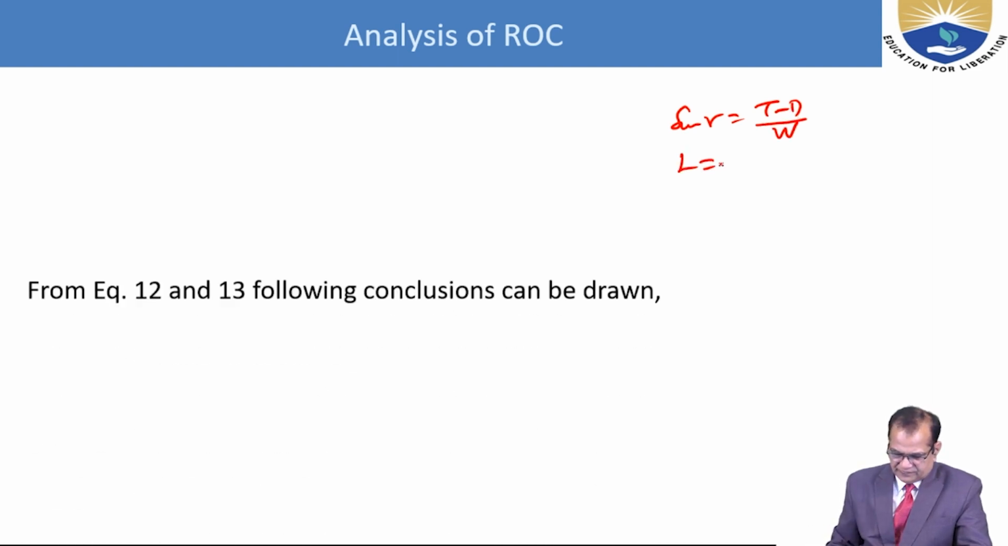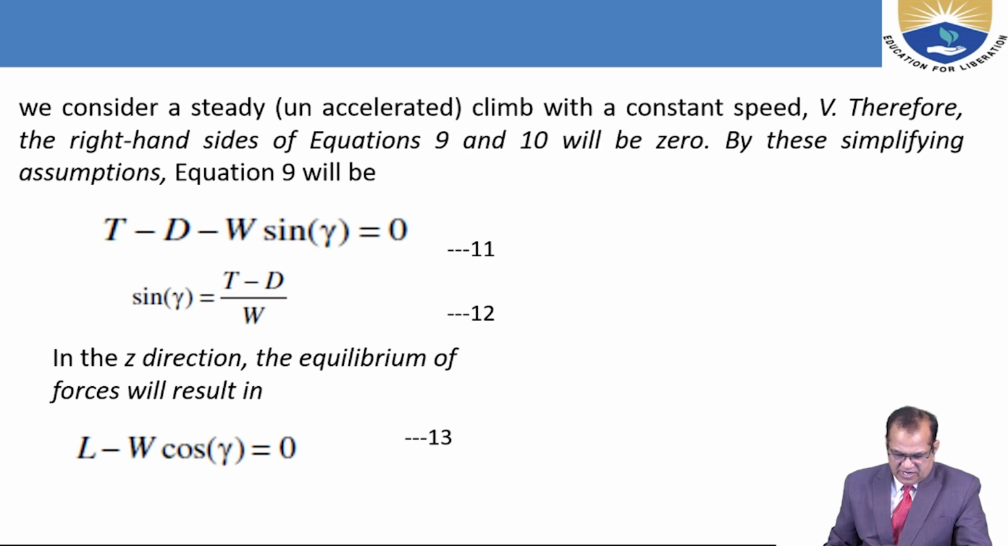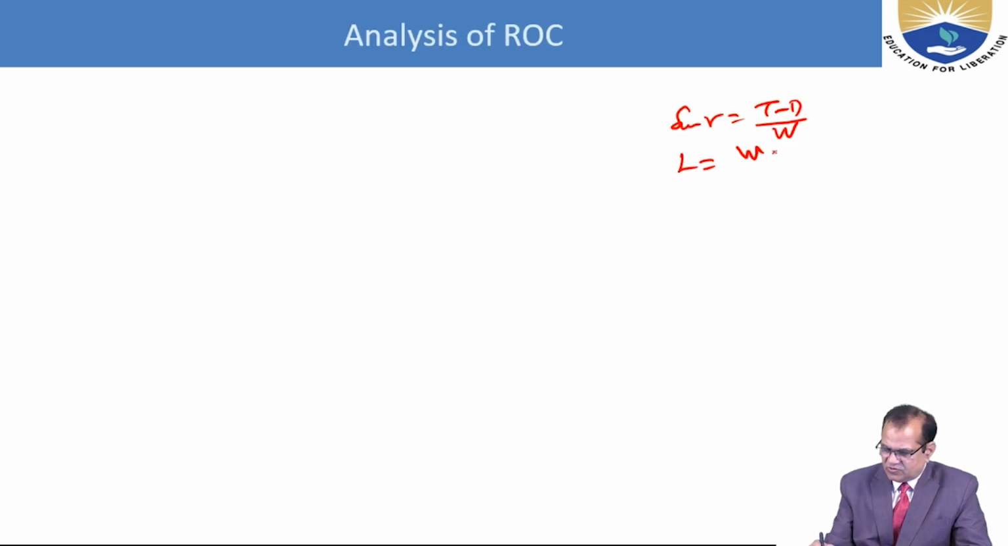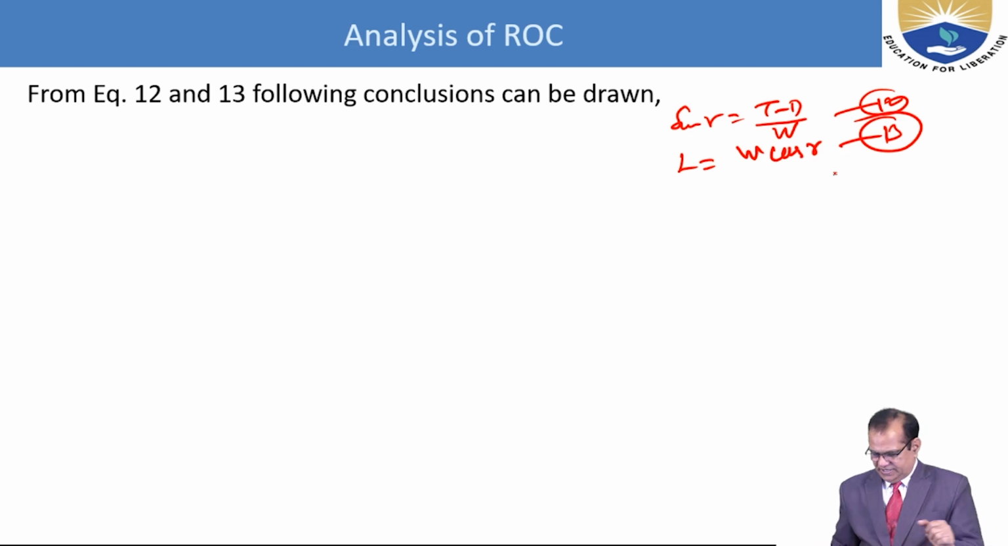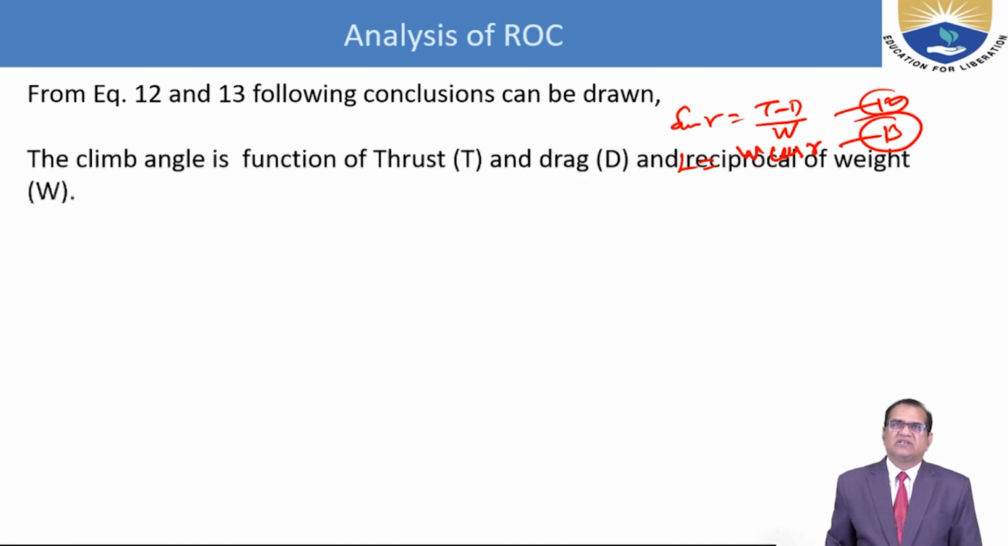Sin gamma is equal to T minus D by W, and L is equal to W cos gamma. So these are equation number 12, and this is equation number 13. So we can get some conclusions out of this.